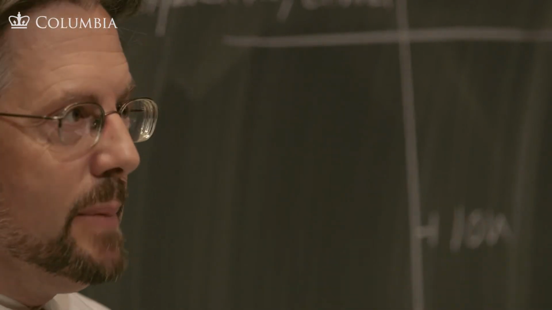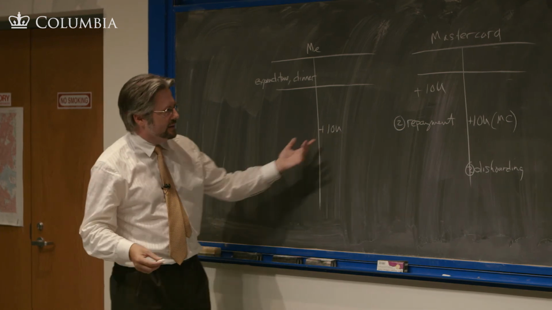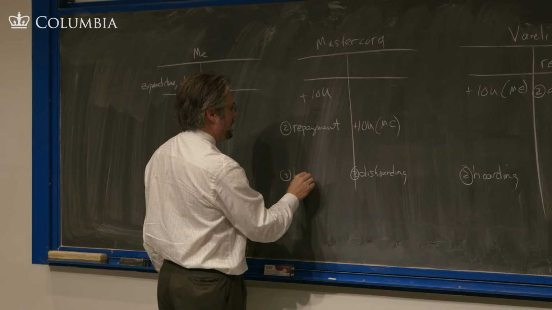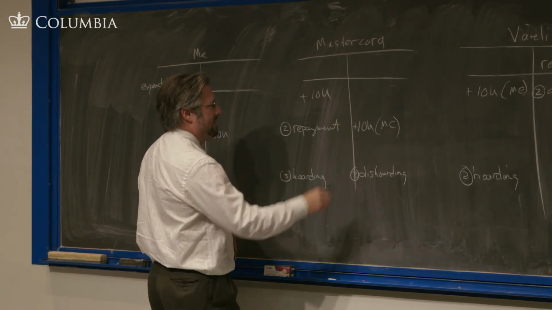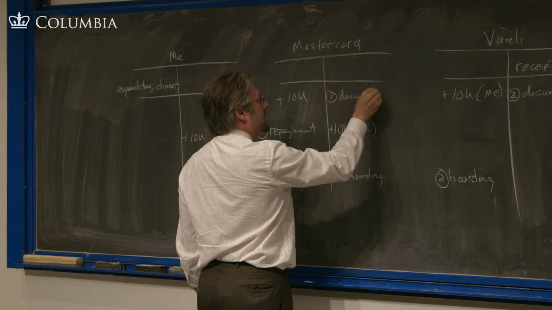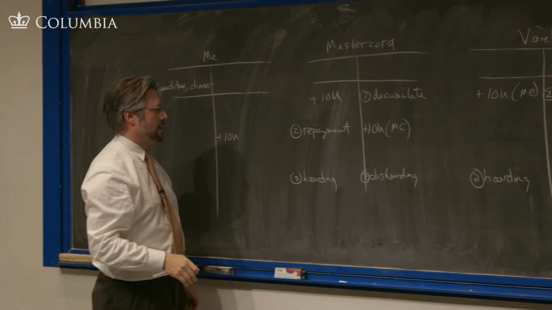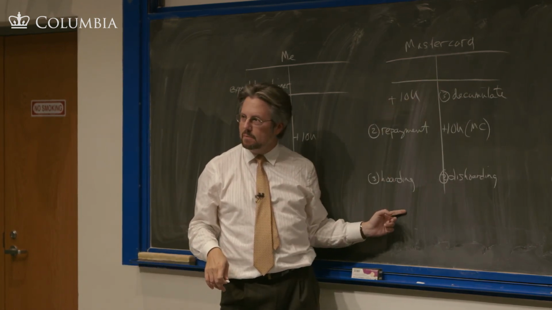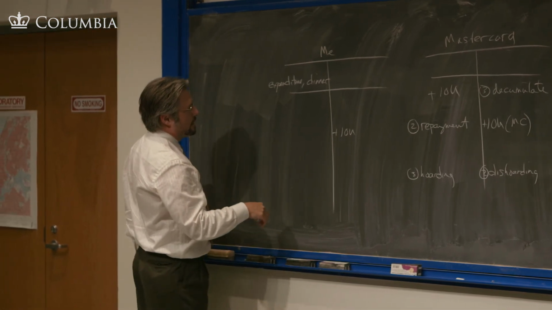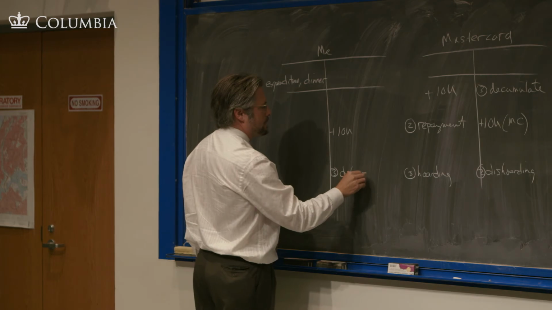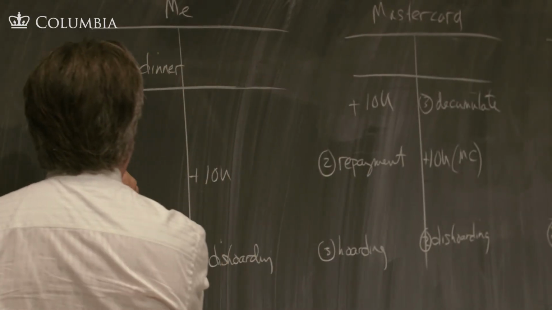And that happens at the end of the month if presumably I repay. And again, MasterCard is going to be hoarding. There's going to be a 3, decumulate. They're going to be decumulating a financial asset, this IOU, and using the sale of that financial asset to accumulate money balances here. And that is dishoarding here and repayment here.